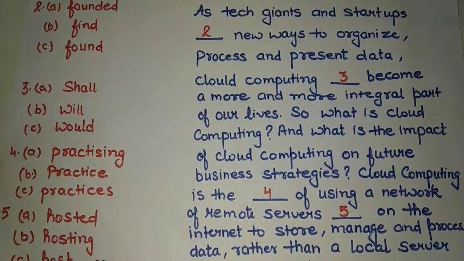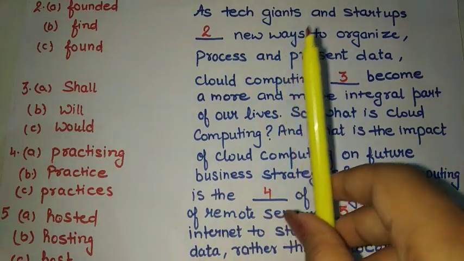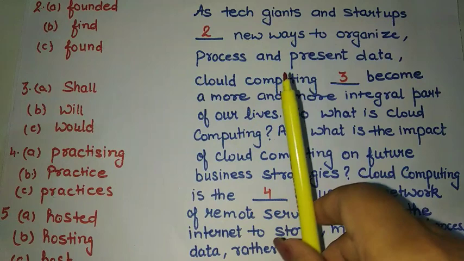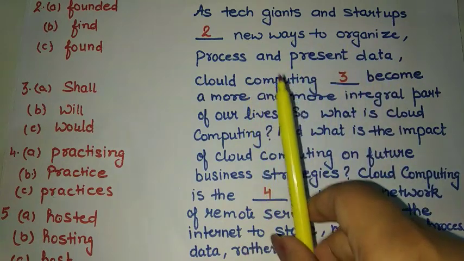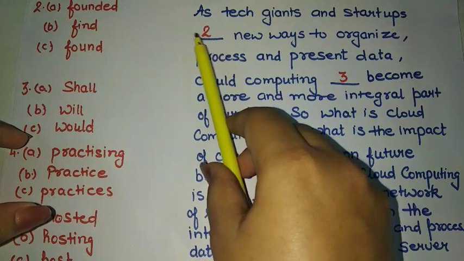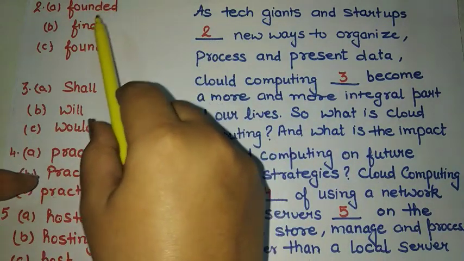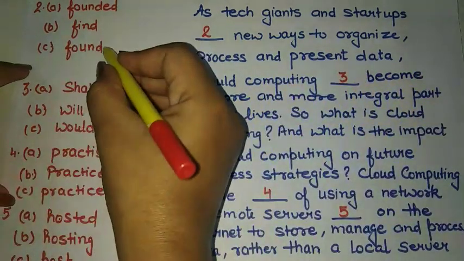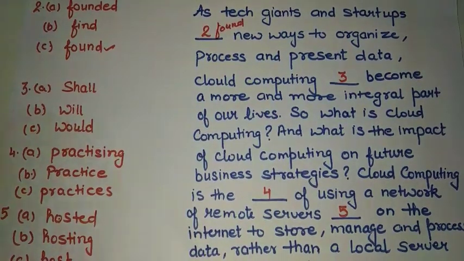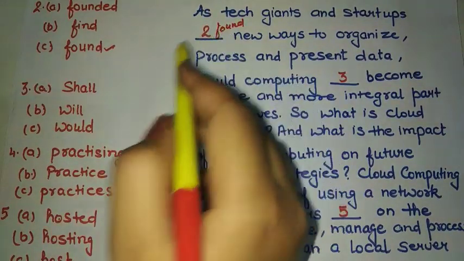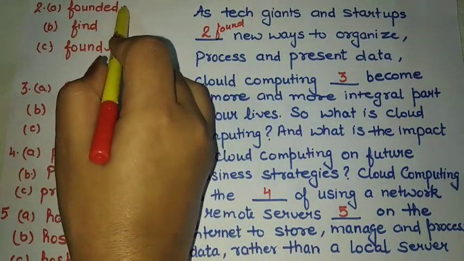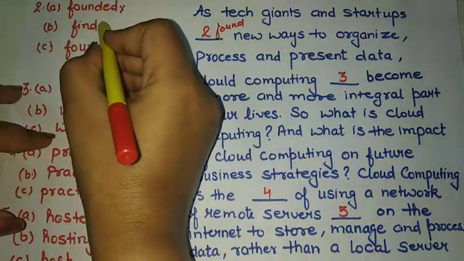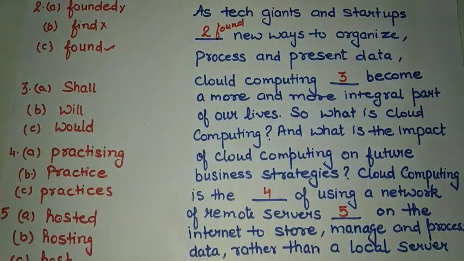Here is the rest of the paragraph, and it says, as tech giants and startups dash new ways to organize, process and present data, cloud computing. I will first go with filling the blanks, and the options here are founded, find and found. As tech giants and startups found, okay, we'll go with this. Why have I used found here? See, this is the second form of the word find, so founded will not go with this. And find also we cannot use, so we'll go with found.